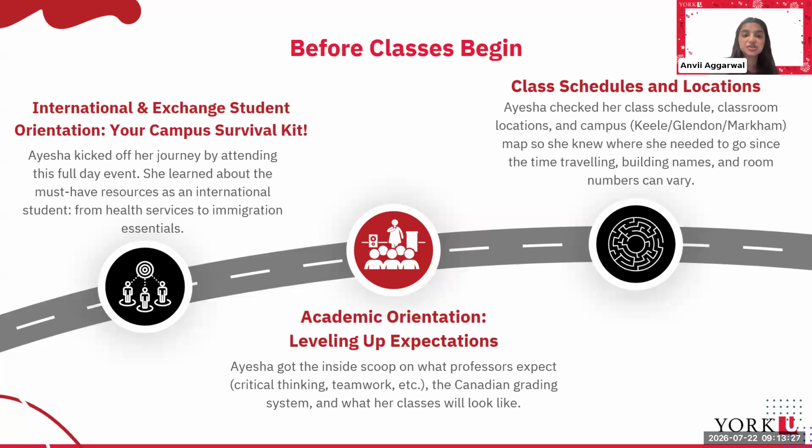Aisha then checked her class schedules and locations because York has Keele, Glendon, and Markham campuses. It is important to check the correct campus, building, room number, and travel time. This helped her avoid confusion the first week, making it more manageable. For example, a course listed at a different campus may require extra travel time, and two buildings with similar names can be confusing at first. Checking these details early helped prevent avoidable stress.